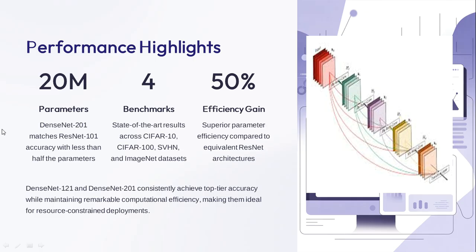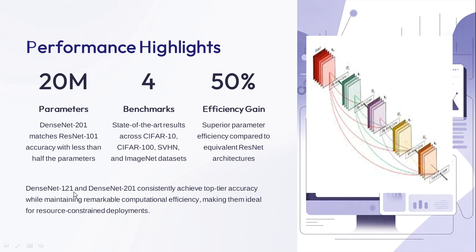And then performance. Generally DenseNet has a variety of models like DenseNet 201, with around 20 million parameters, and there are benchmarks we can work with. It shows good performance on datasets called CIFAR 10, CIFAR 100, and SVHN, with efficiency gains. There can be a 50% efficiency gain.